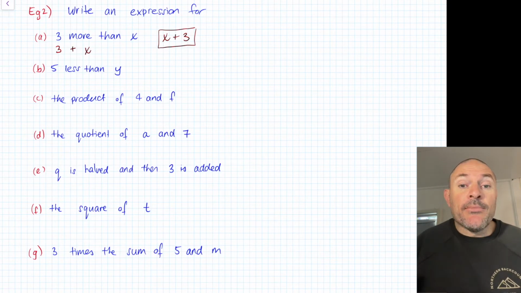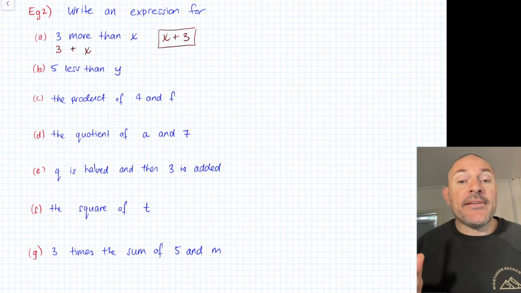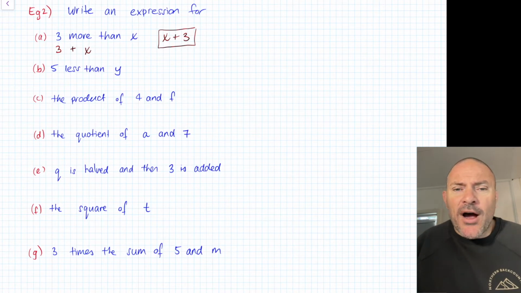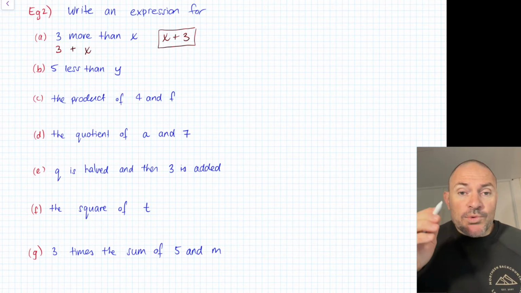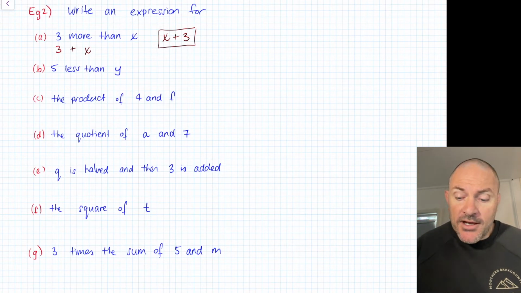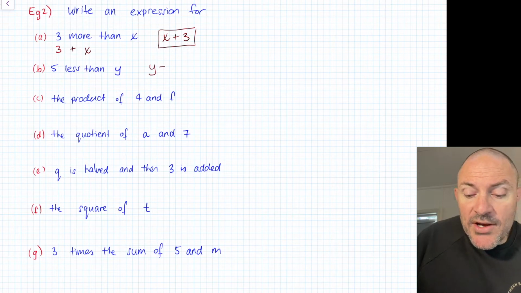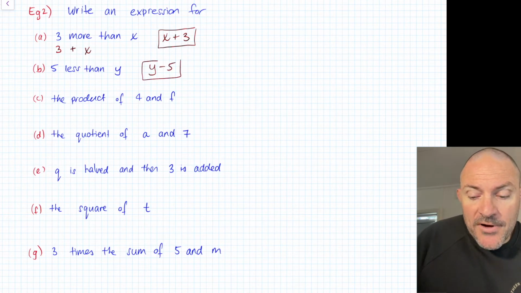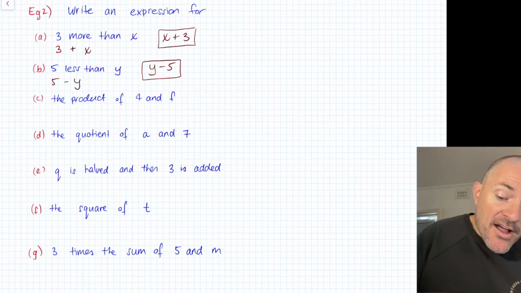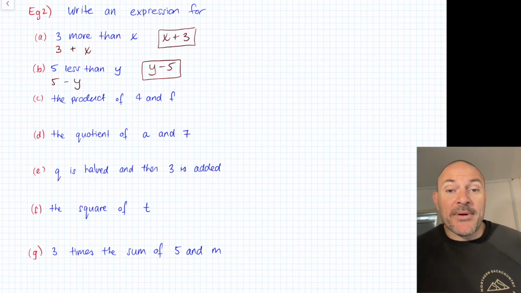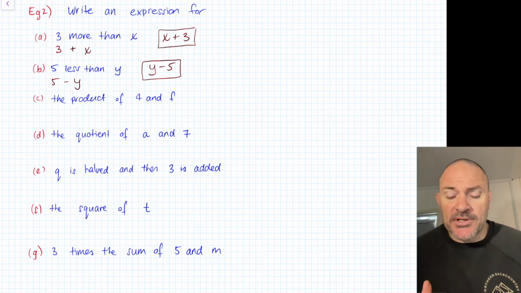The second one is a bit more challenging, of course. 5 less than y. Well, if I said, what's 5 less than 20? You'd probably say 15, because 20 minus 5 is 15. Well, same thing here. We're going to say y minus 5. Now, I know what you're going to say. Sir, can I say 5 minus y? Would that be the same thing? And my answer, unfortunately, this time is no. And that's where it gets a bit tricky.